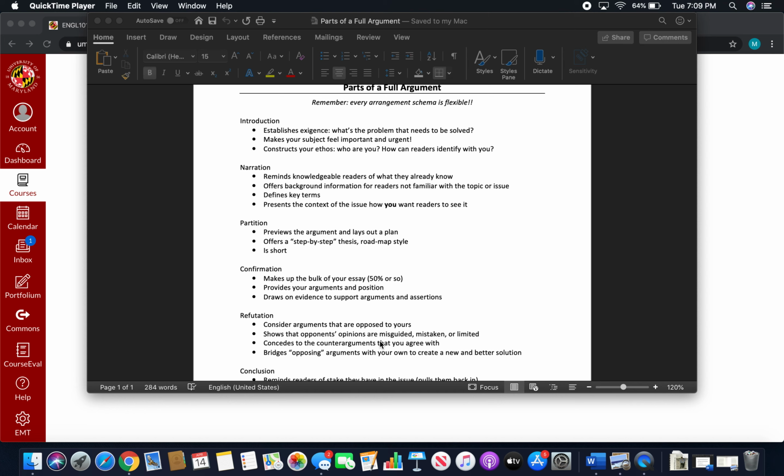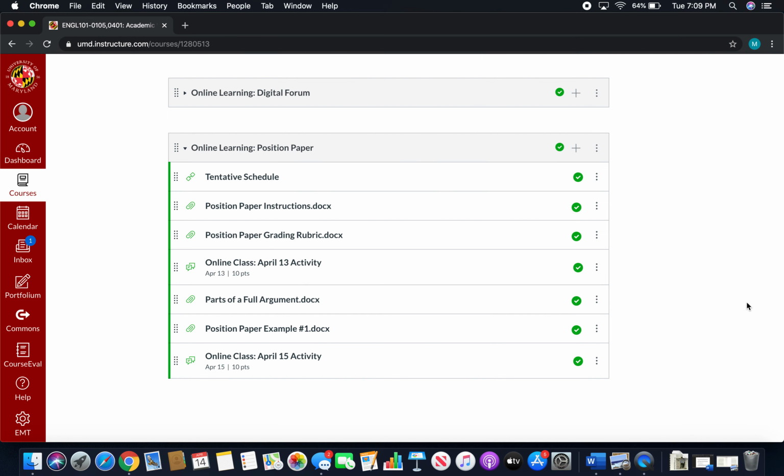So it's going to make more sense once you start looking at examples, which brings me to today. For this assignment, I'm asking you to read the sample position paper on ELMS. You can find it here, okay? And here's that sheet with the parts of the full argument for your reference. But you're going to read this example. It's not a perfect paper, but it does a lot of things really well. And one of those things is that it very clearly follows the parts of a full argument. You should read this through carefully and try to identify where each part begins and ends.